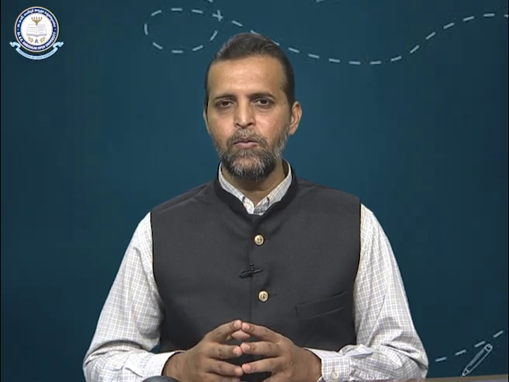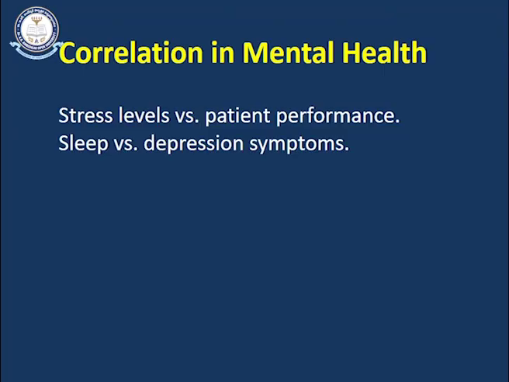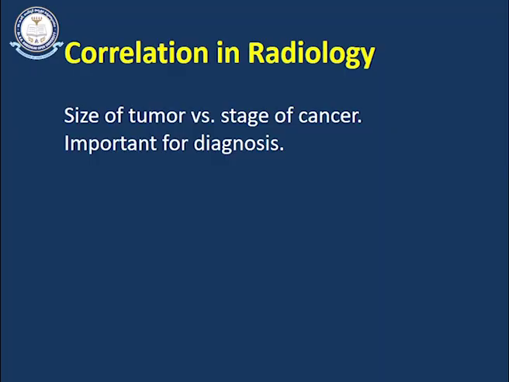Weight and blood pressure, we have spoken about it. Then in the mental health sciences, we have a lot of understanding about stress level and patient performance. A lot of correlation studies are also used in radiology, for example, size of the tumor versus the stage of the cancer. Will they be able to determine this through correlations? And the answer is yes. And it is an important way to diagnose the stages of cancer.